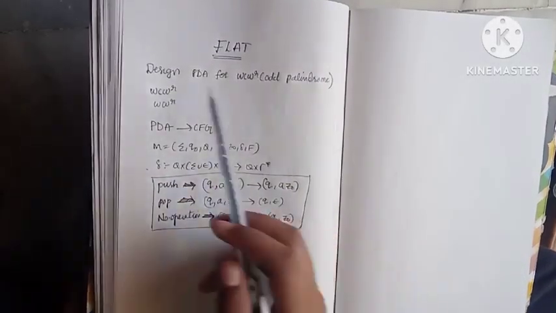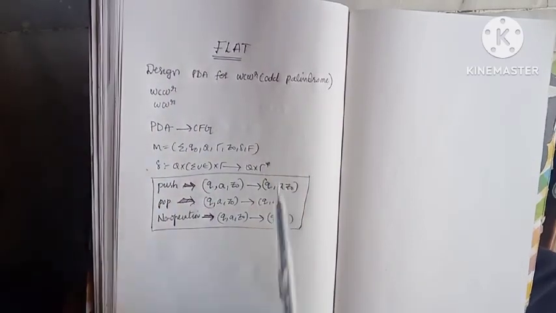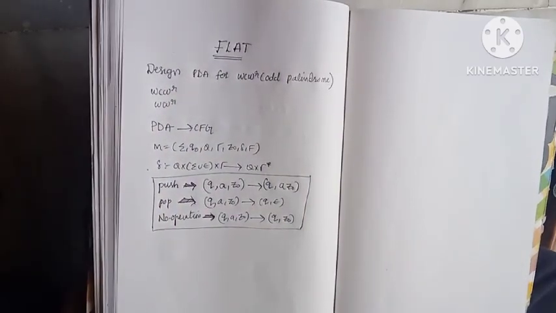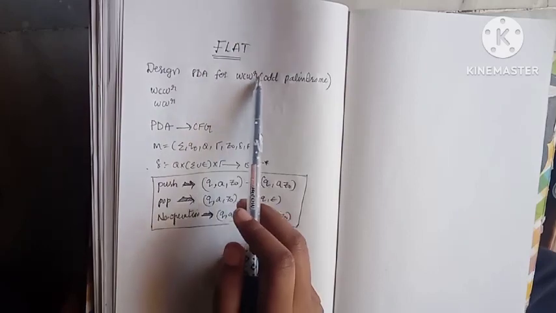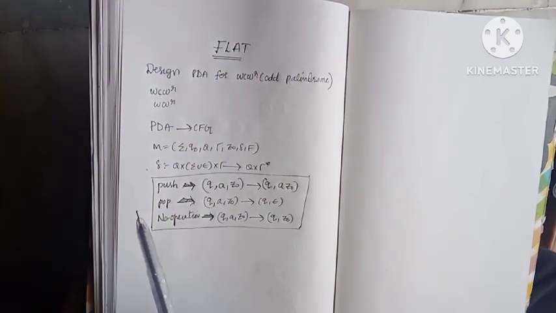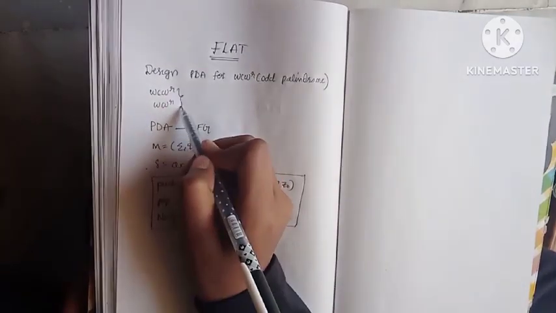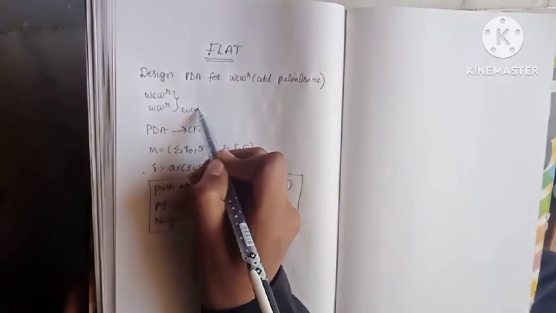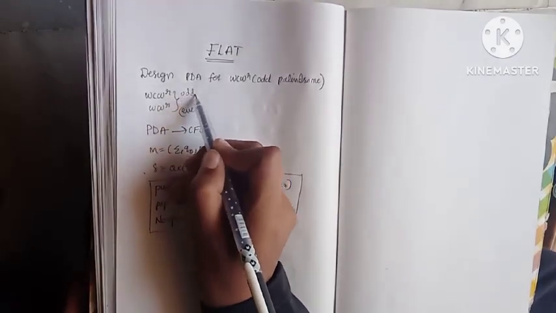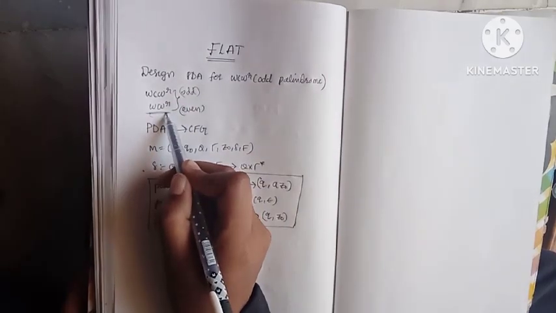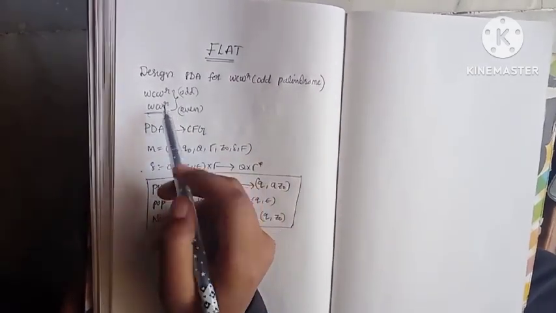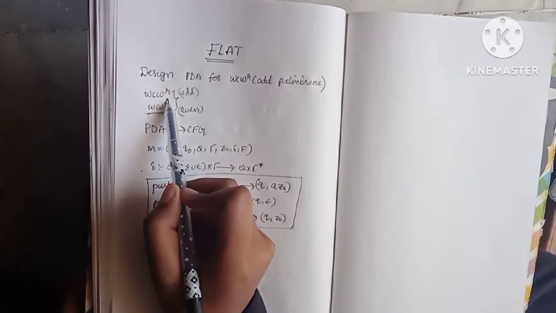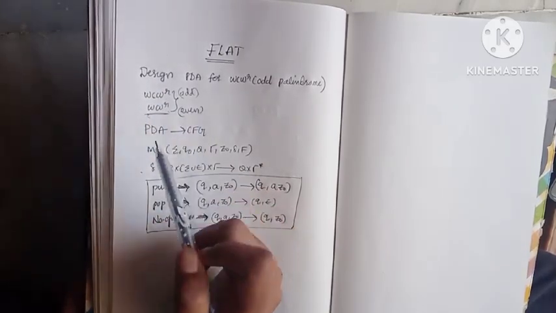Hello everyone. Today let us talk about a very basic problem in PDA, that is designing a PDA for an odd palindrome. In this we can get two different kinds of problems, that is even palindrome and odd palindrome. The even palindrome is in the form of w w power r. The odd palindrome is w c w power r.